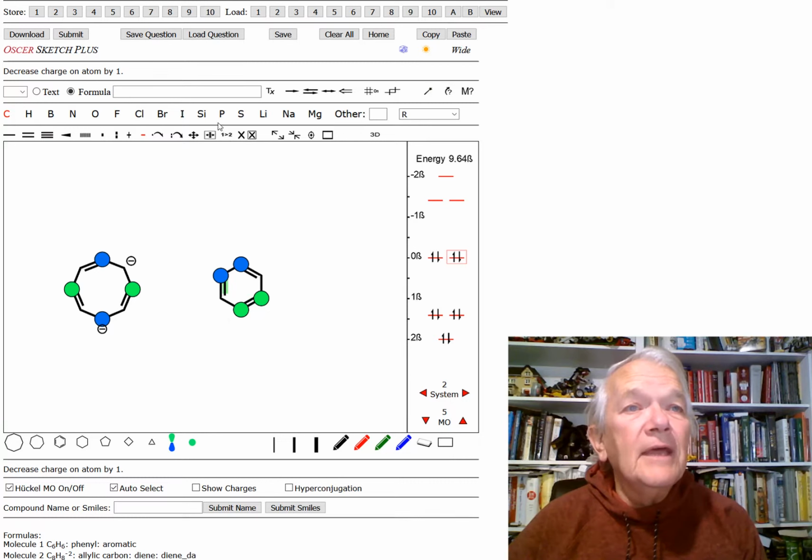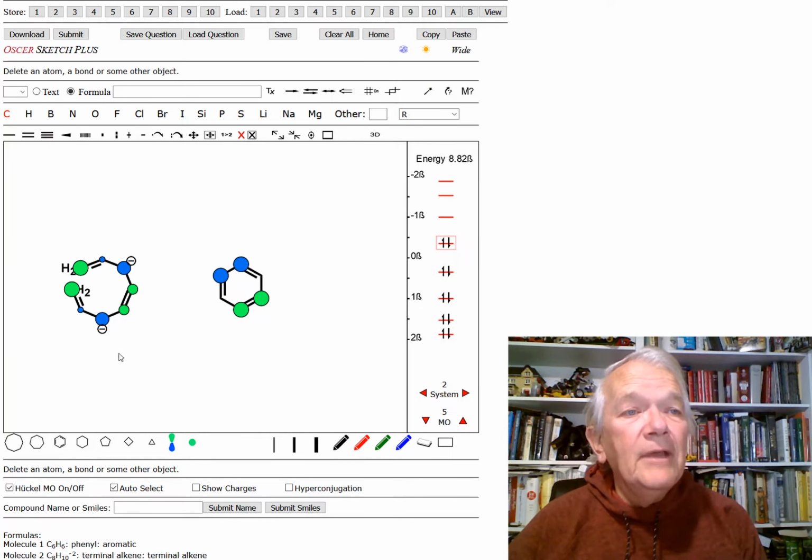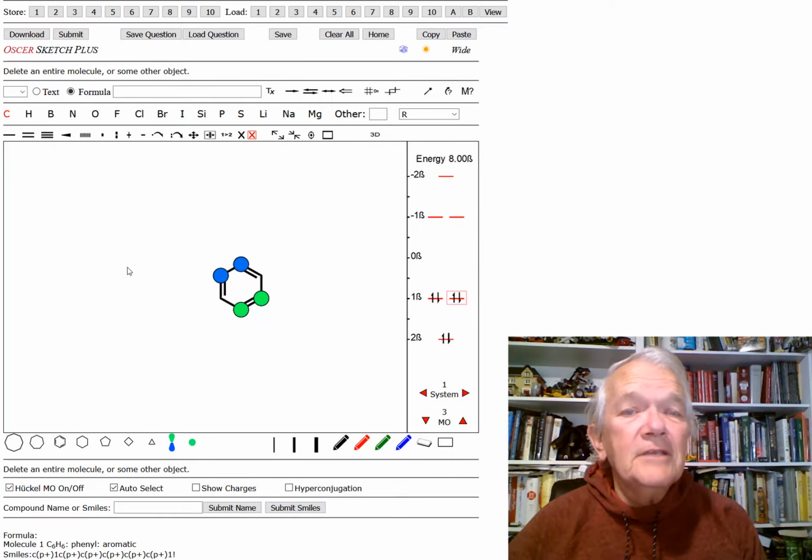So how can I do that? Let me just come up here. I'm going to erase a bond. I'm going to erase this bond over here just for fun. And so now it's the same electrons spread over a linear system. And look at this. Now this pair of electrons way up in the air, there's a very small HOMO-LUMO gap. So this is much more reactive than the cyclic system. This is the key thing on all these things, is that the cyclic systems simply are more reactive.